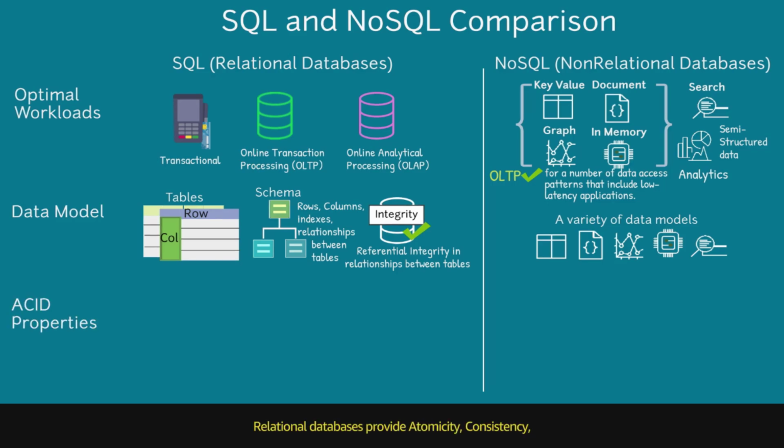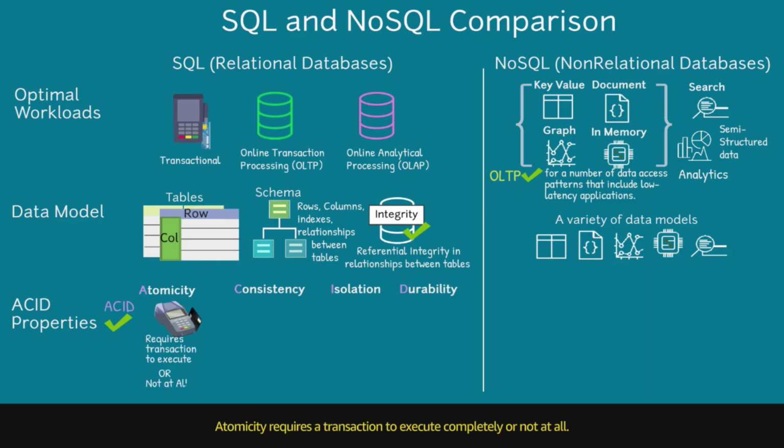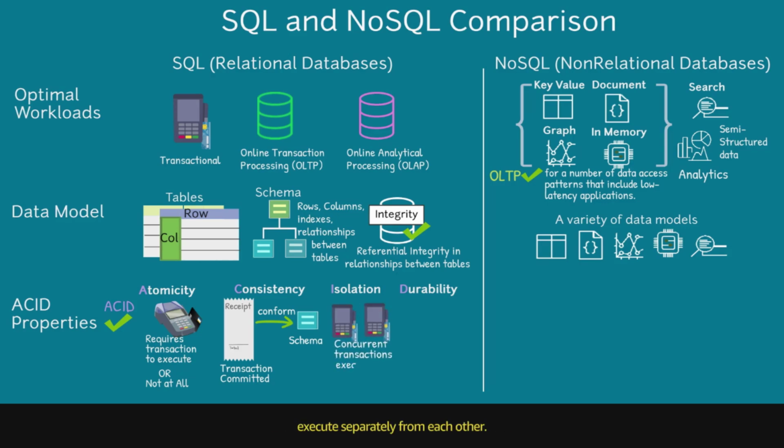ACID properties. Relational databases provide atomicity, consistency, isolation, and durability (ACID) properties. Atomicity requires a transaction to execute completely or not at all. Consistency requires that when a transaction has been committed, the data must conform to the database schema. Isolation requires that concurrent transactions execute separately from each other. Durability requires the ability to recover from an unexpected system failure or power outage to the last known state.